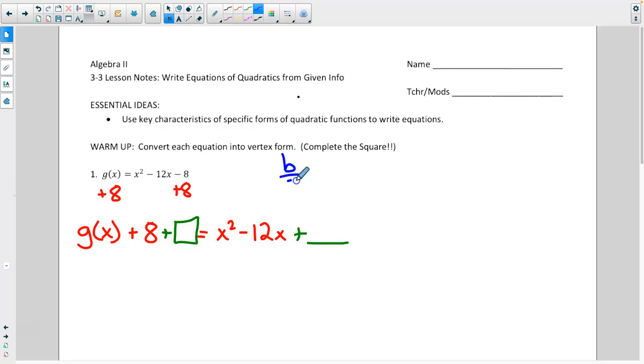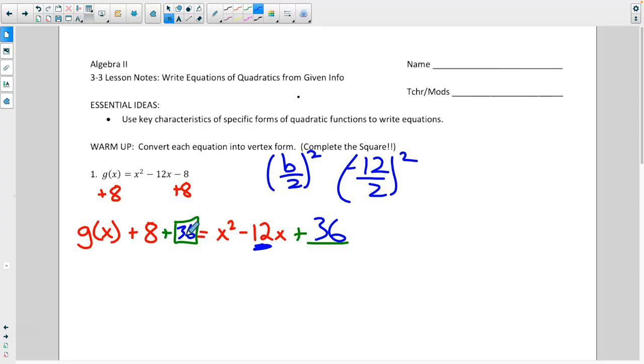B over 2 squared. Again, that's just a pattern that we looked at when we looked at some factors of some numbers, and this always works out. So I'm looking at B, which is in this case -12. So I'm looking at -12 over 2 squared, which gives me 36. So I add that to both sides to make sure that those two things stay equal.